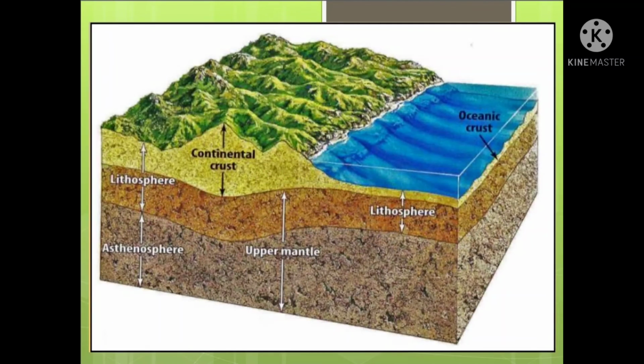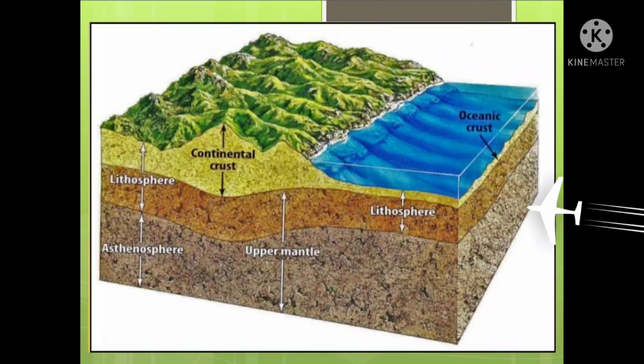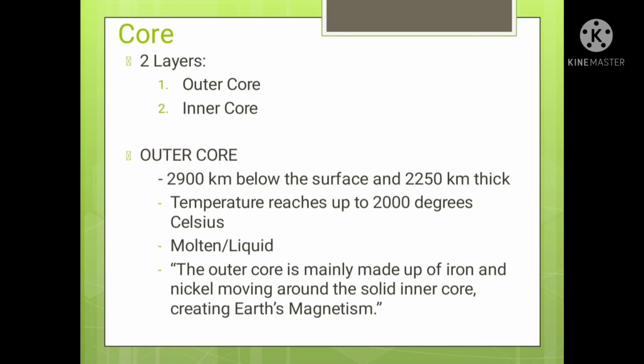So we have here a picture showing the continental crust, the oceanic crust, the lithosphere, the asthenosphere, and of course the upper mantle. The last layer is the core.